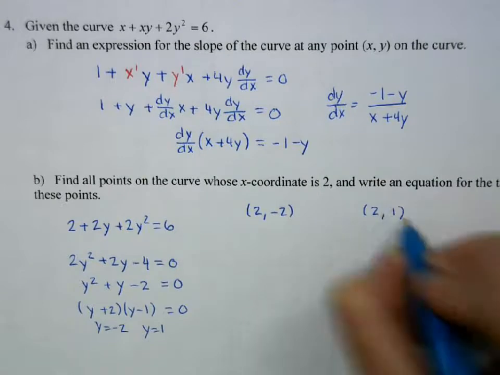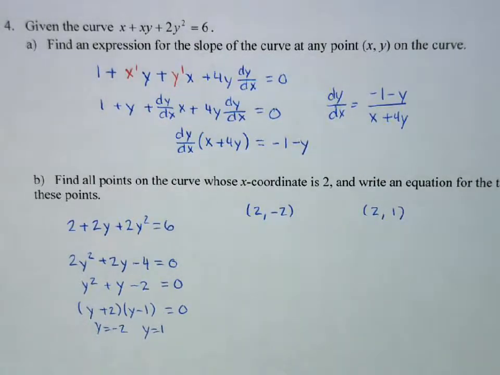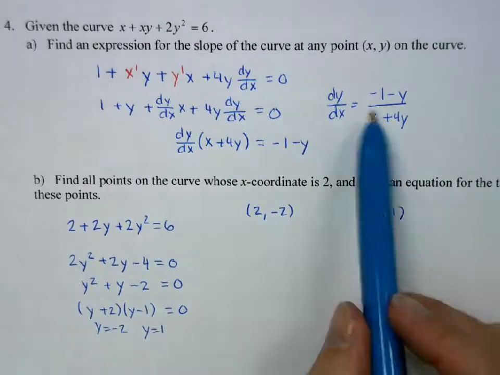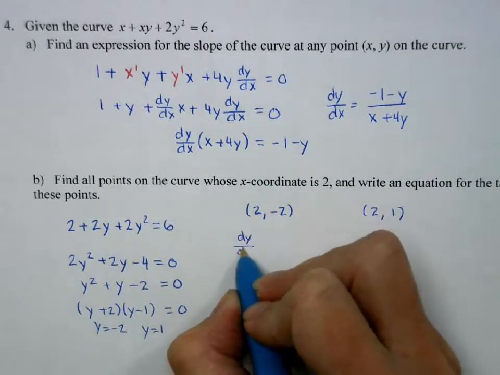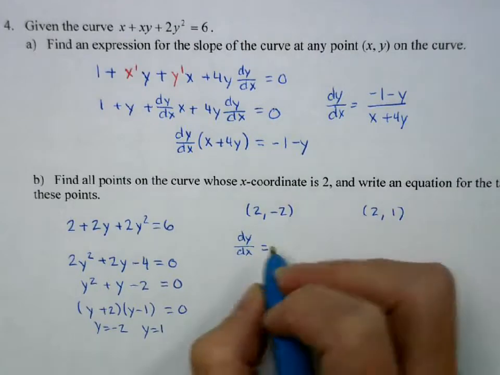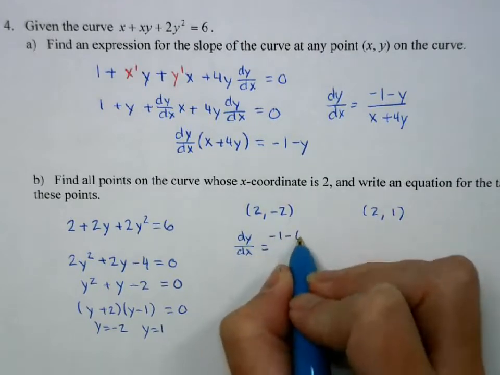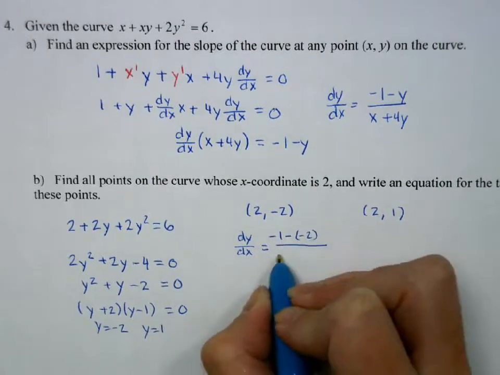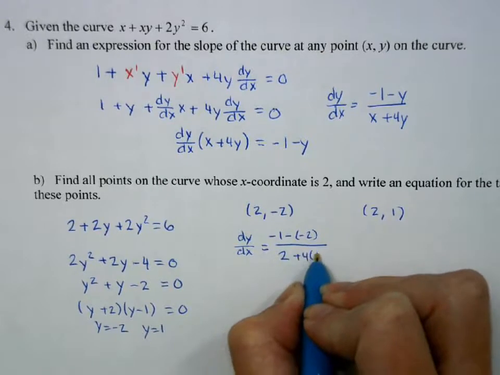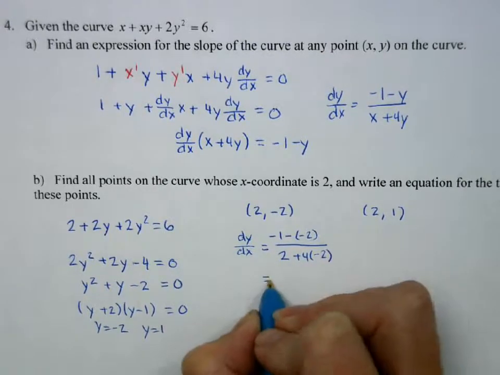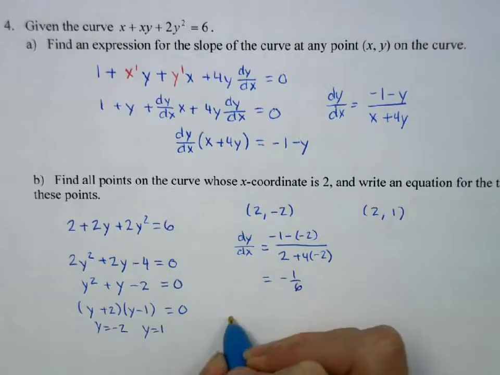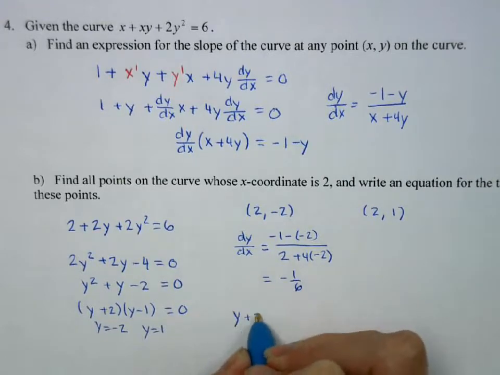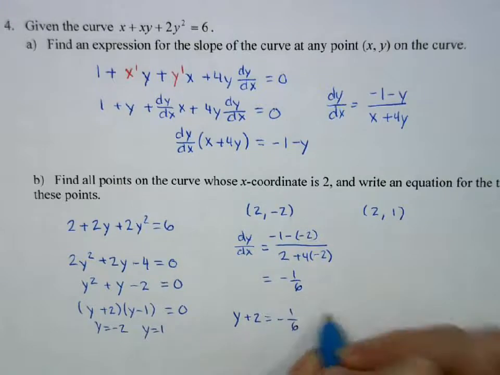We want the tangent line for each of these. So we need to find the slope at each of these points using our previous answer. So we're going to have negative 1 minus negative 2 over x plus 4 times negative 2, which gives us a negative 1/6. So this one's tangent line is going to be y plus 2 equals negative 1/6 x minus 2.